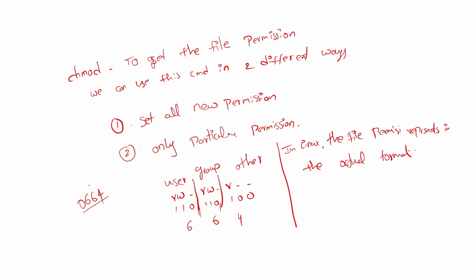Now I want to change the permission of user. I want to set execute. What is the octal representation? 111, right? Now what is the octal? 7, right? So now the new permission is 764. Is it clear, right? Now we will see these two things: set all new permissions, and only particular permission.